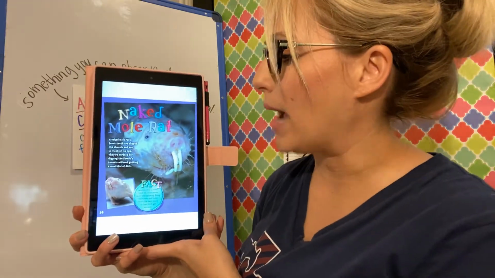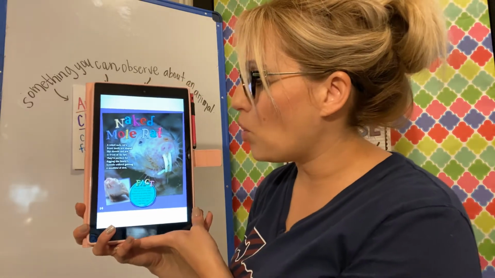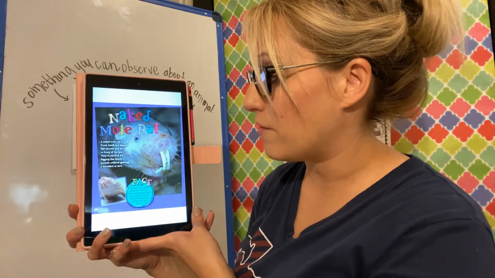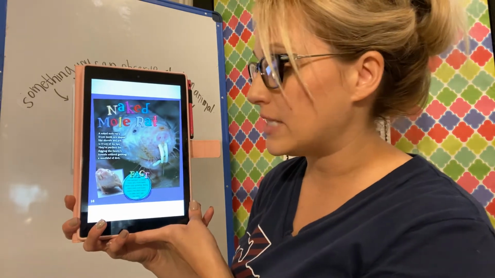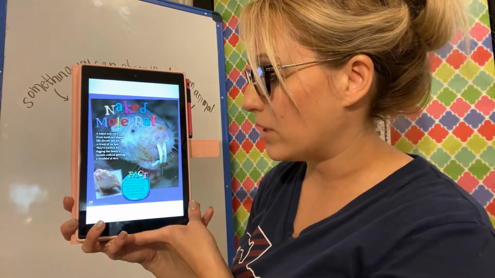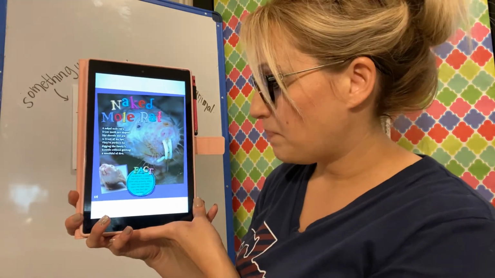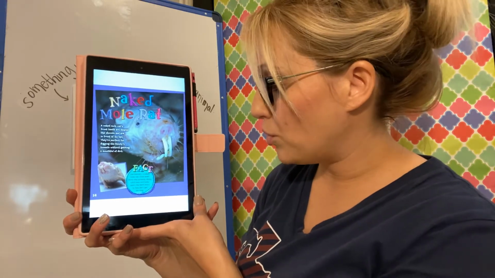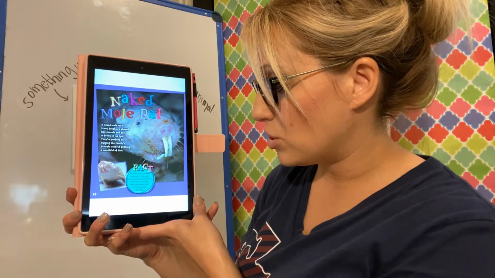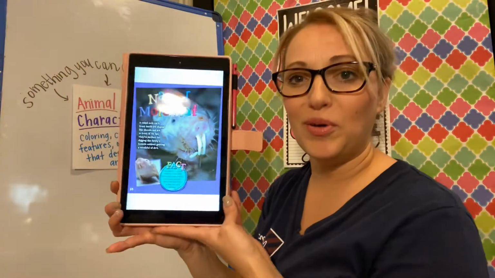Naked mole rat. Never heard of this one. A naked mole rat's front teeth are shaped like shovels and are in front of its lips. They are perfect for digging the family's tunnels without getting a mouthful of dirt. Fact. Like beavers, a naked mole rat's front teeth never stop growing. Biting hard roots and bulbs wears the teeth down so they don't get too long. That is a very strange looking animal.